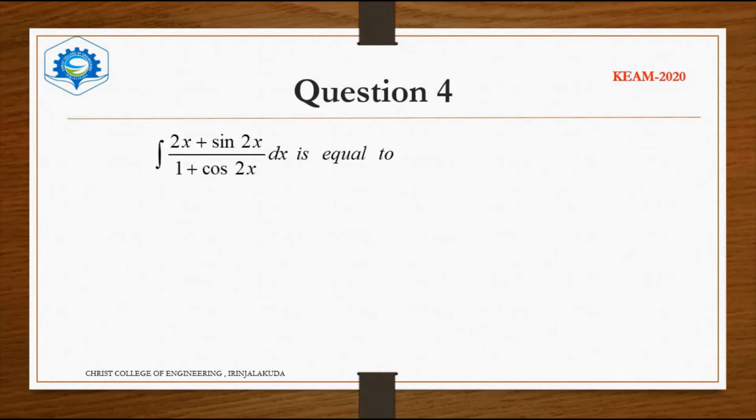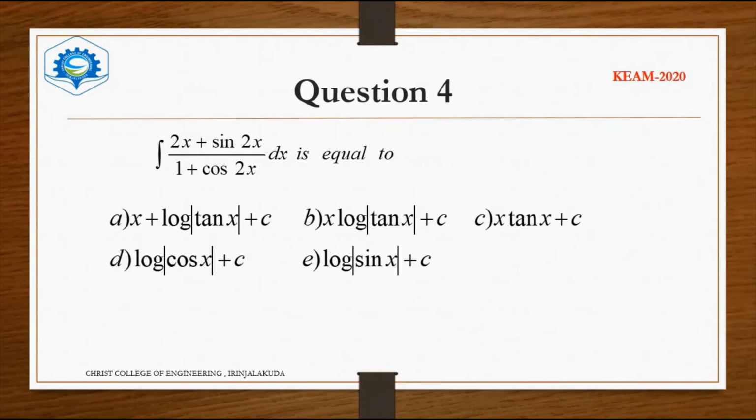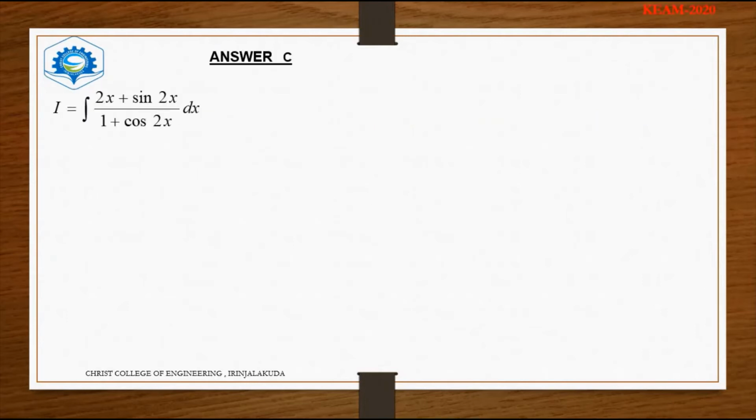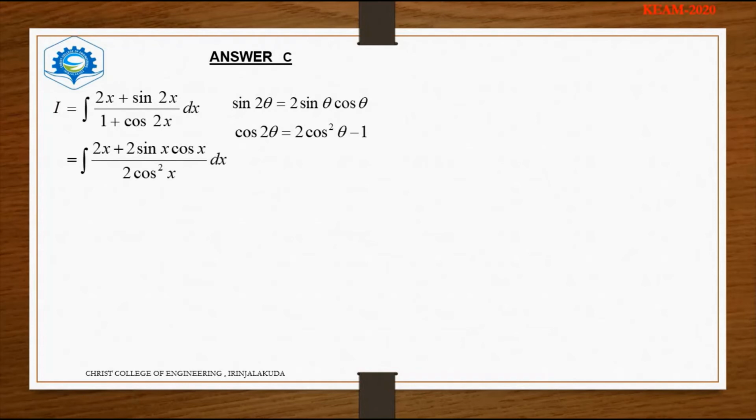Evaluate this integral: 2x plus sine 2x divided by 1 plus cos 2x, and these are your options. Now consider the given integral. One way of thinking how to solve the integral is to try to remember all the identities you have studied earlier. So here we have studied sine 2 theta and cos 2 theta. What is sine 2 theta? It is 2 sine theta into cos theta, and cos 2 theta is 2 cos square theta minus 1. Now you substitute these identities in your integral equation. So you will get 2 sin x cos x divided by 2 cos square x.